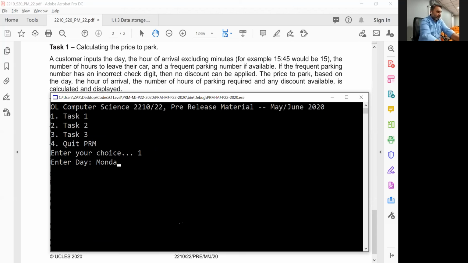Over here, the validation check is presence check. If I enter it empty, it will actually reject it. You can't leave the day blank. So let's make it Monday.